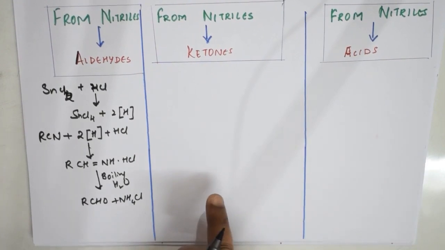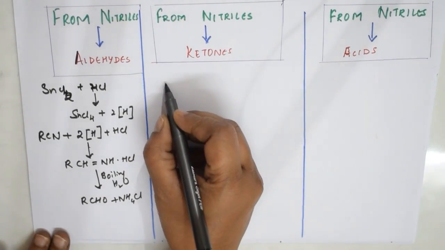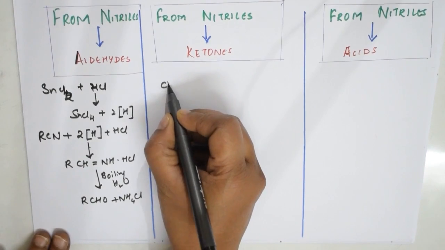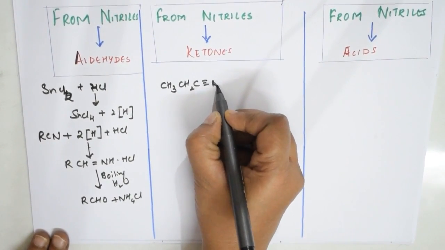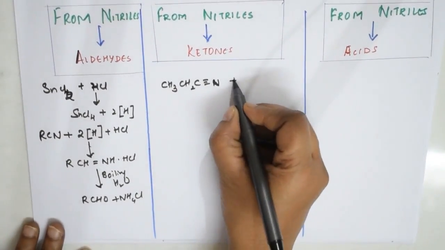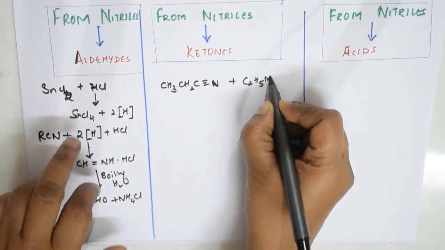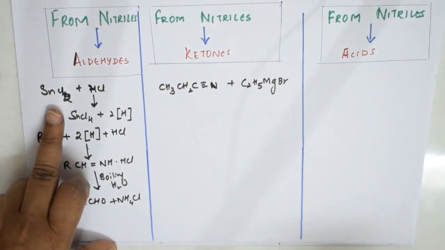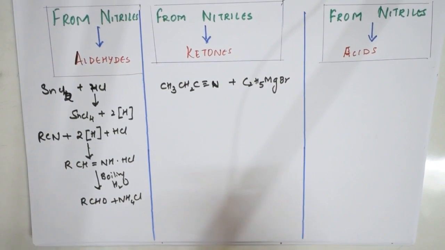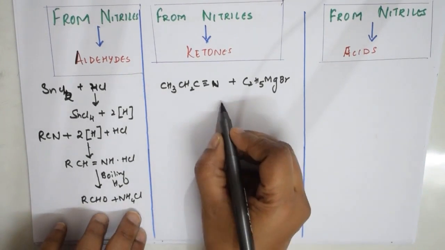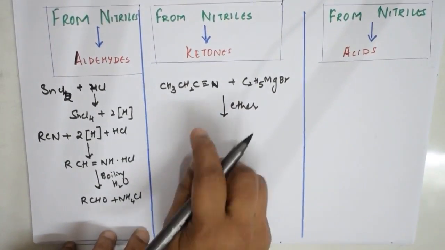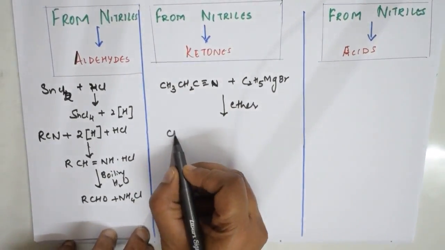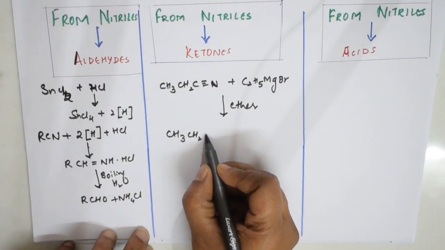Done. So when it comes to the ketones, remember ketone from nitriles, here let us take ethyl nitrile, right? Here I'm going to use C2H5MgBr. Remember, here what did we use? We used stannous chloride. Here we are going to use the Grignard's reagent, RMgX, right? When it is Grignard's reagent, compulsory you need to use ether, isn't it? So what happens, the bond is going to break here, and you're going to get a compound, right?